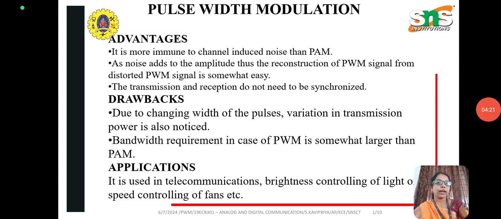The first advantage is that it is more immune to channel-induced noise than PAM. As noise adds to the amplitude, a reconstruction of the PWM signal from the distorted PWM signal is somewhat easier. And in transmission and reception, there is no need for synchronization of the transmitter and the receiver.